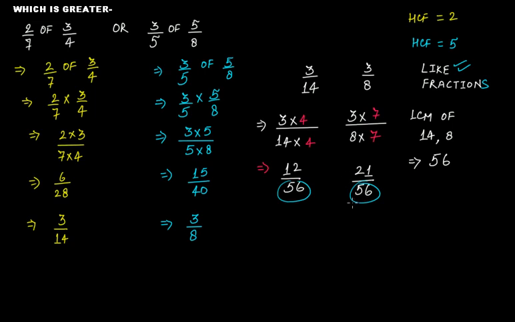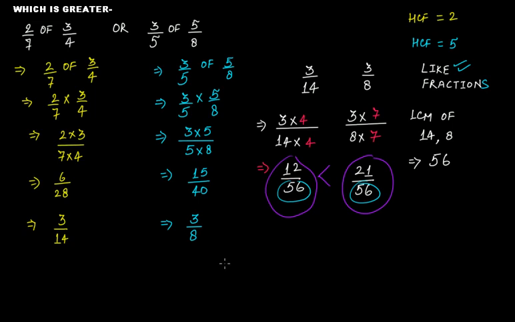Okay. All these things we discussed when we were learning about fractions. There we learned how we compare two fractions. The step is first convert them into like fractions, and when you get the like fractions, then you simply compare the numerators. So this is 12, this is 21. Which one is greater? Of course 21 is greater. Therefore 21 by 56 is greater than 12 by 56, right?